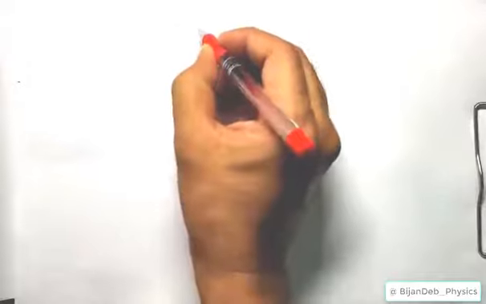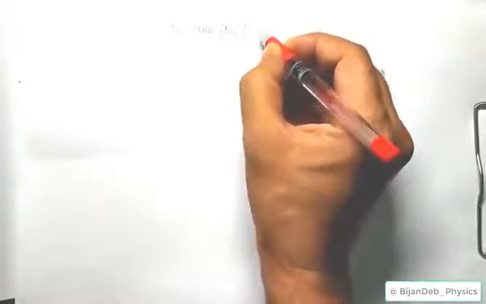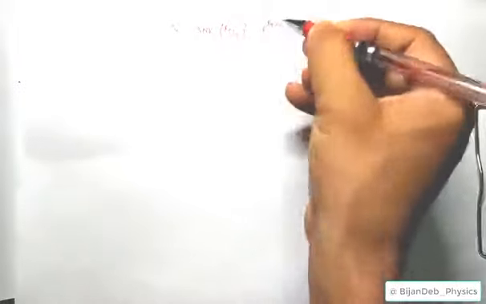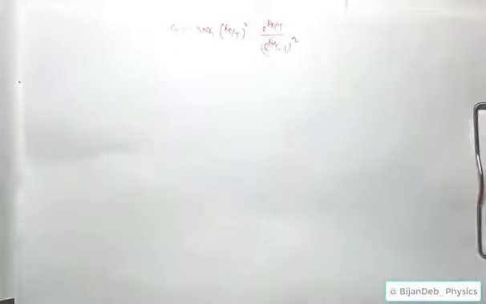So what is our expression for CB? CB was 3nk (theta by T) whole square times e to the power theta by T over (e to the power theta by T minus 1) whole square. For simplification we will write theta every time in case of Einstein.